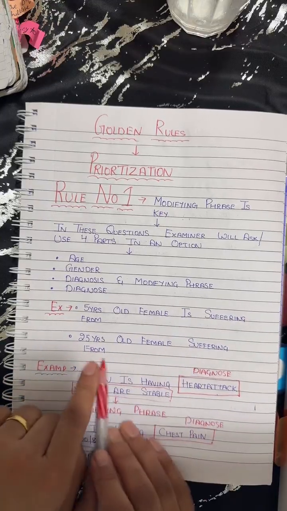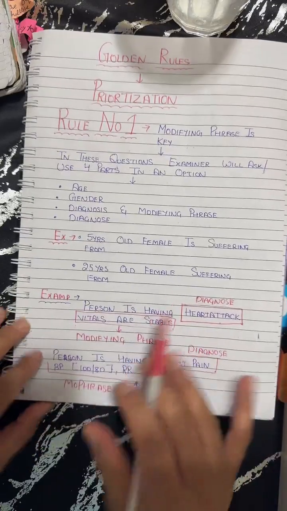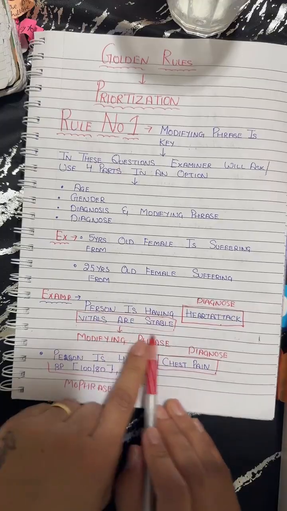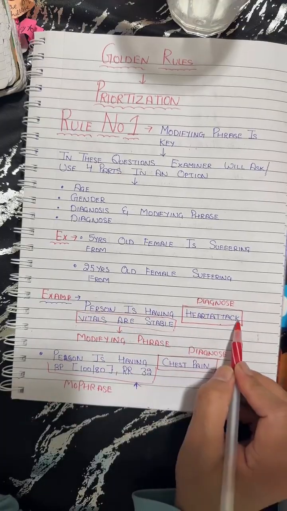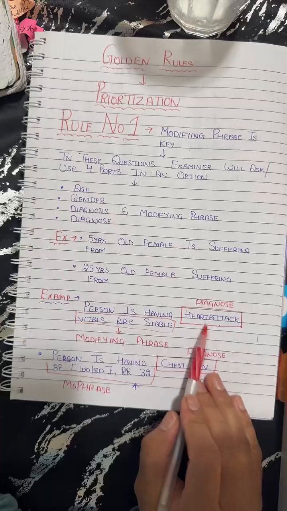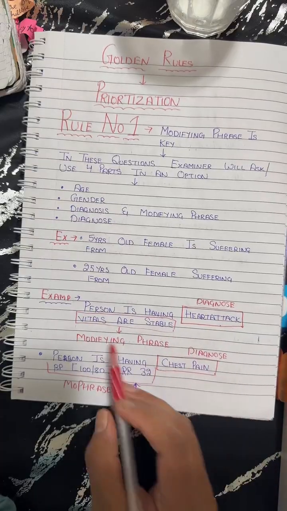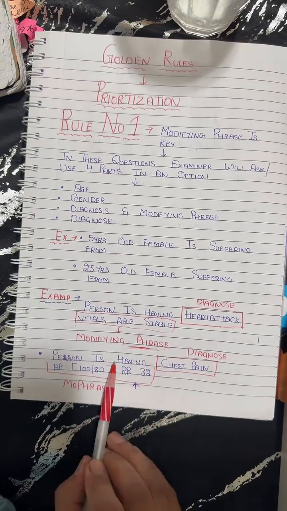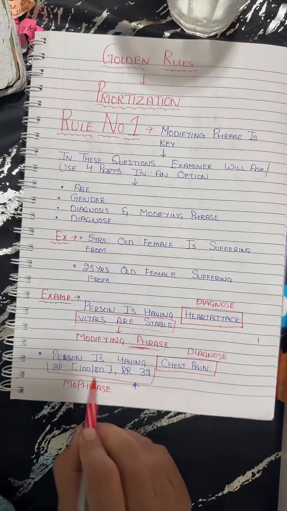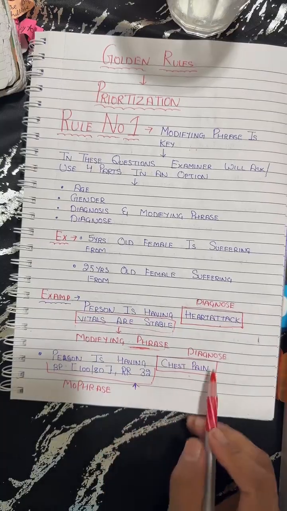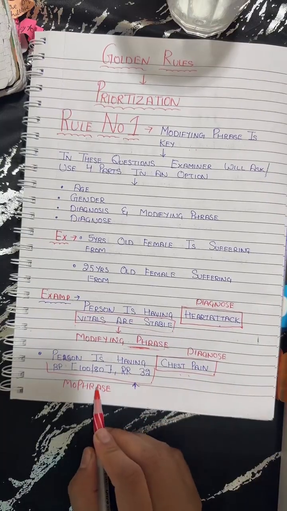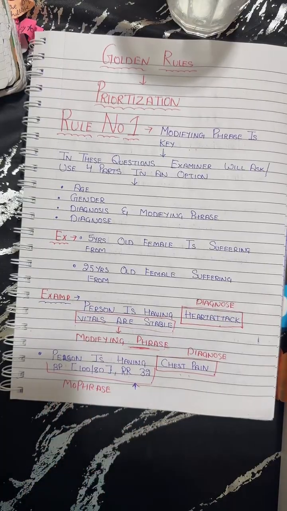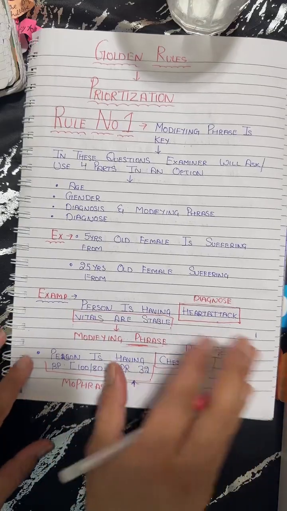25 years old female suffering from dash. Here is an example: person is having heart attack, vitals are stable. So heart attack is the diagnosis. We will follow the rule. Heart attack is the diagnosis and vitals are stable is the modifying phrase, which is most important for the question. Person is having chest pain, BP 100/80, respiration 32. So the diagnosis is chest pain and the modifying phrase is BP 100/80 and respiration 32. Your answer depends on your modifying phrase.